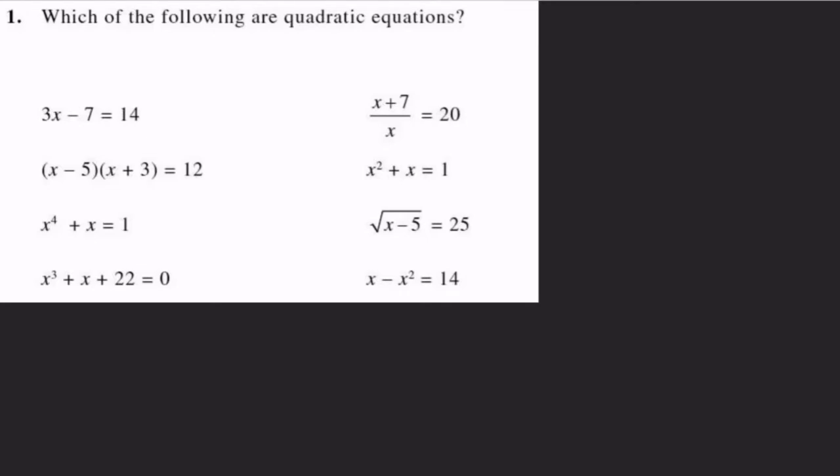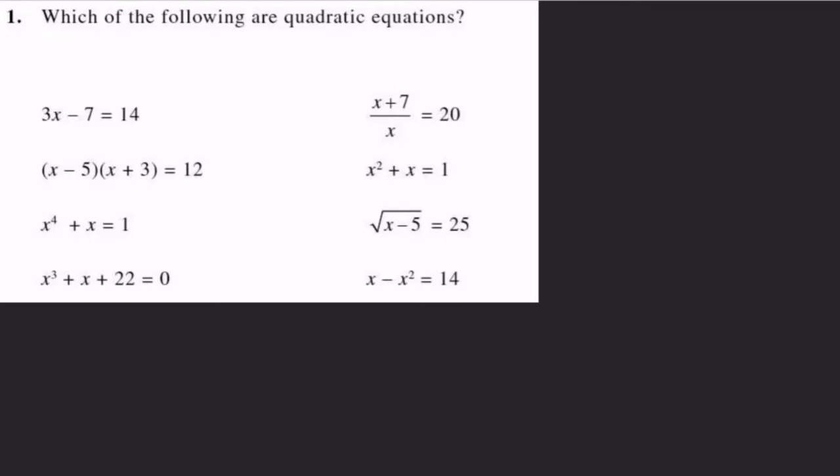Let's take a look at these equations, and we're going to go through and mark and circle which ones are quadratics and which are not. If you are following along and you're one of my Sky High students, this is going to be your quadratics exercise 5, number 1, on your assignment for today.